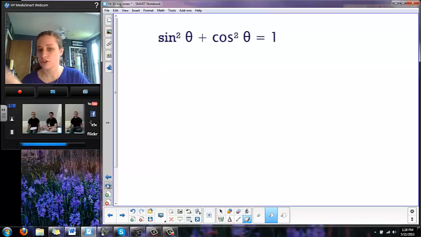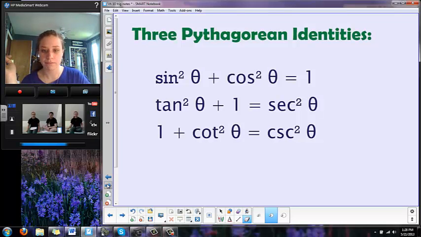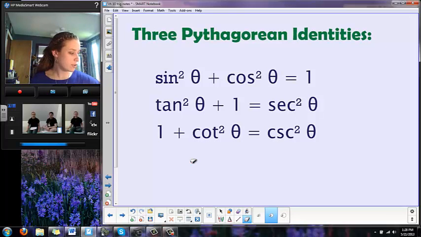Okay, so those are the 3 Pythagorean identities, just written right out for you.